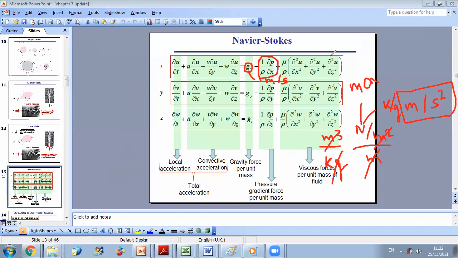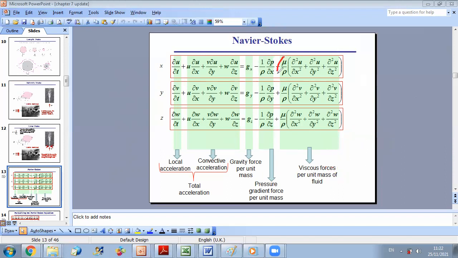Finally, we can check that mu over rho times del square U over del X square has also the unit of meter per second square. For example, for the viscosity, maybe you don't remember what the unit of viscosity is. It's fine. No need to memorize it. You can just say the viscosity parameter is involved in which equation? In shear. If you remember, shear is equal to mu times del U by del Y.